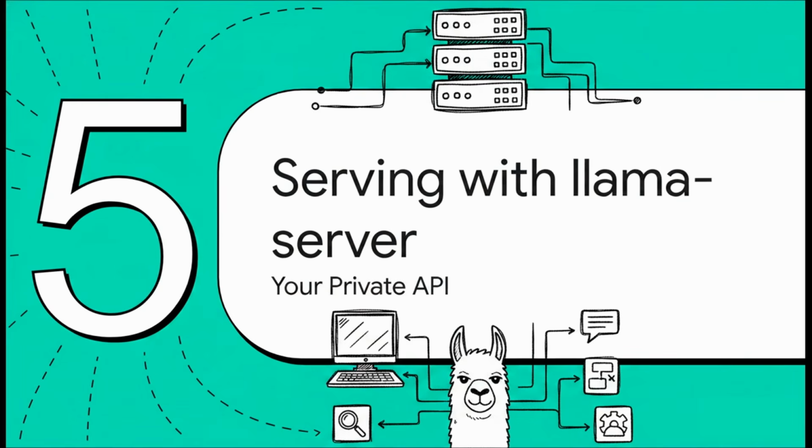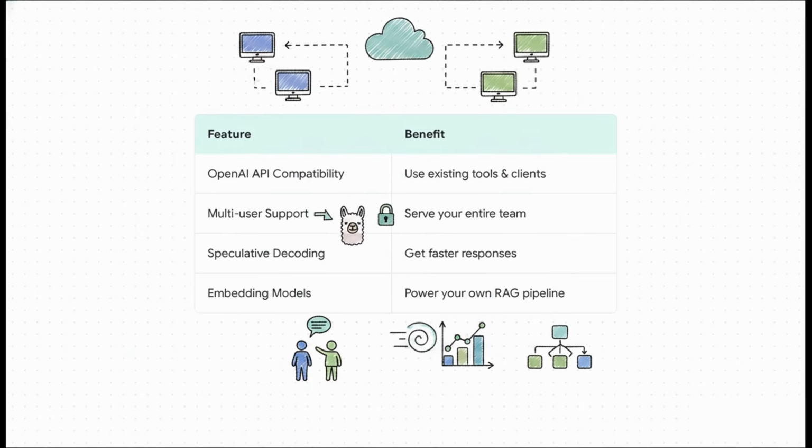Okay, so a command line chat is awesome, but what if you want to build actual applications on top of your local model? Well, that's where llama-server comes into the picture. This thing can turn your machine into your own private AI powerhouse. The llama-server is honestly a game changer. It spins up a web server on your computer that pretends to be the OpenAI API.